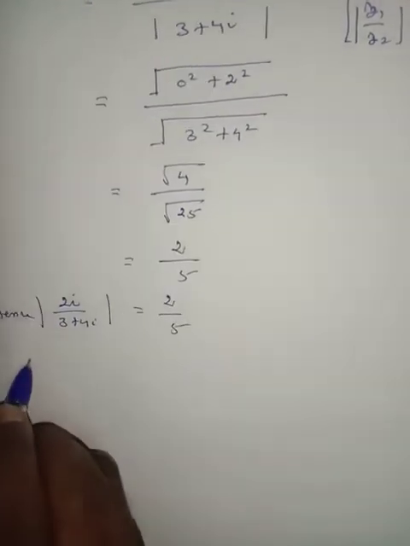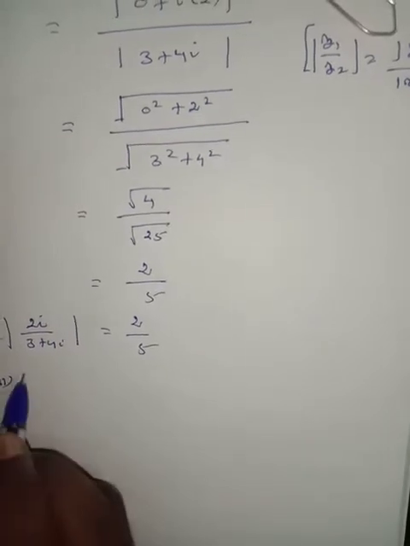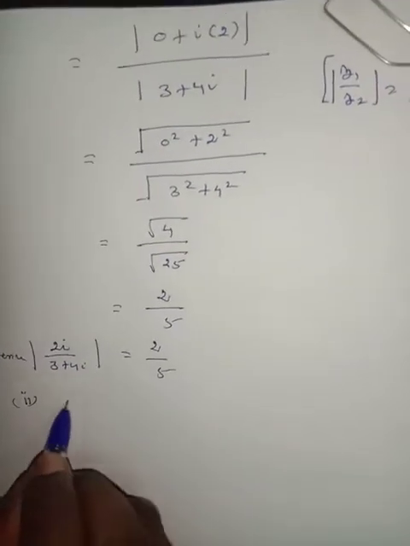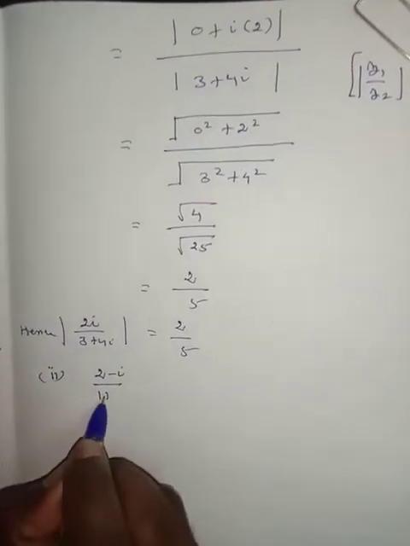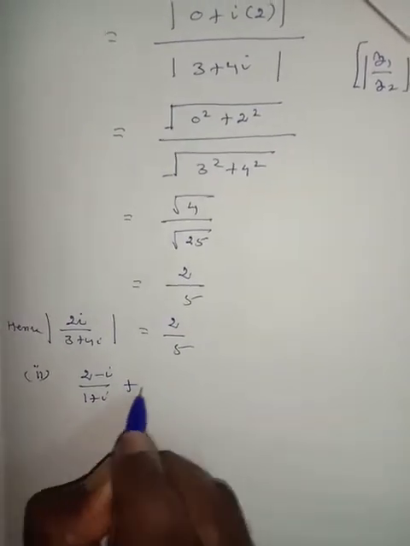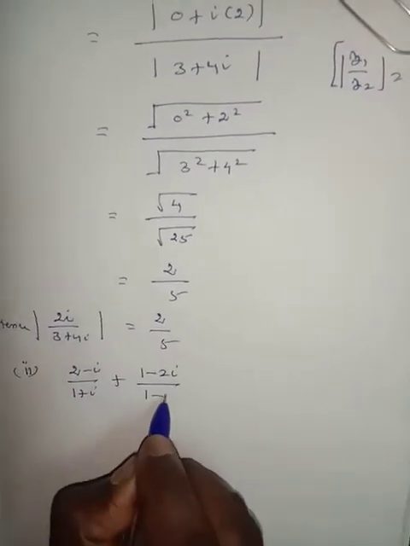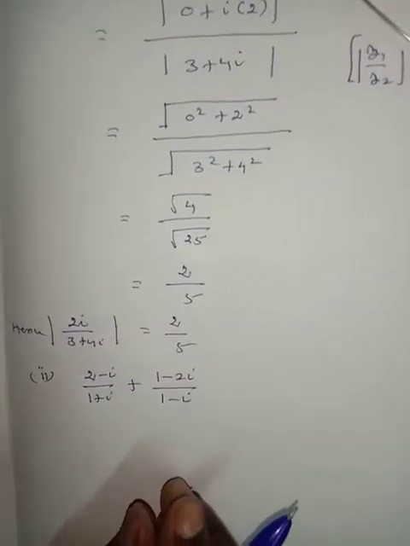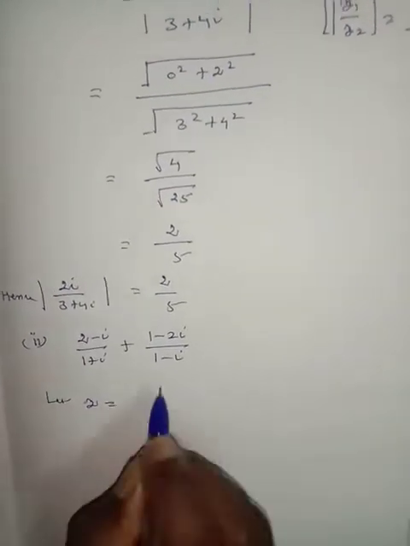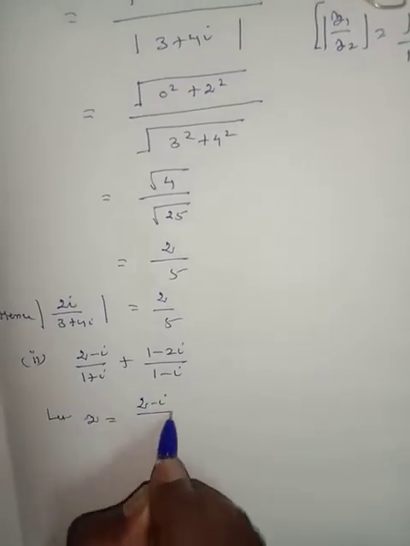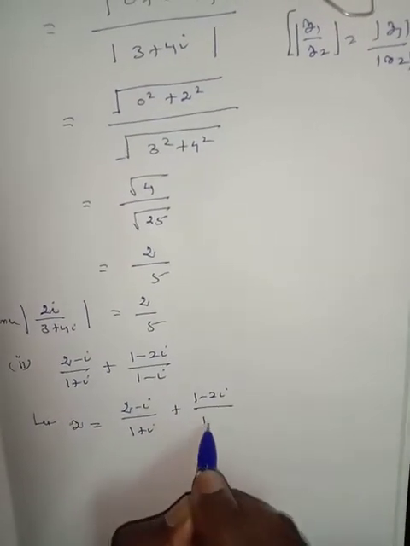Subdivision number 2: (2 - i) divided by (1 + i) plus (1 - 2i) divided by (1 - i). This is the given complex number. Let z equal (2 - i)/(1 + i) + (1 - 2i)/(1 - i).